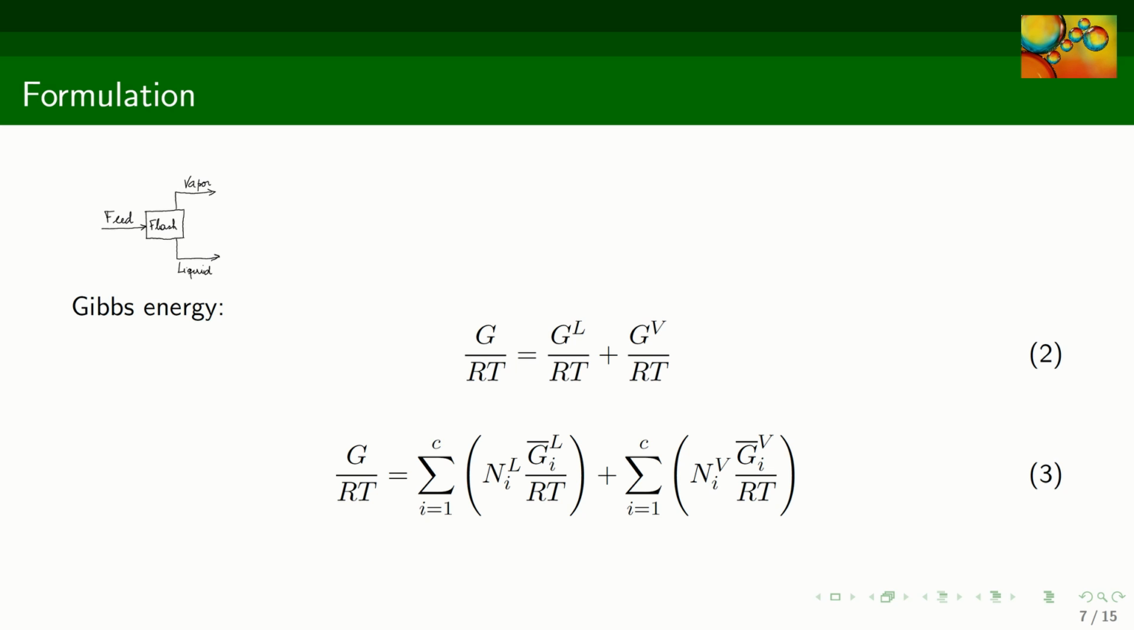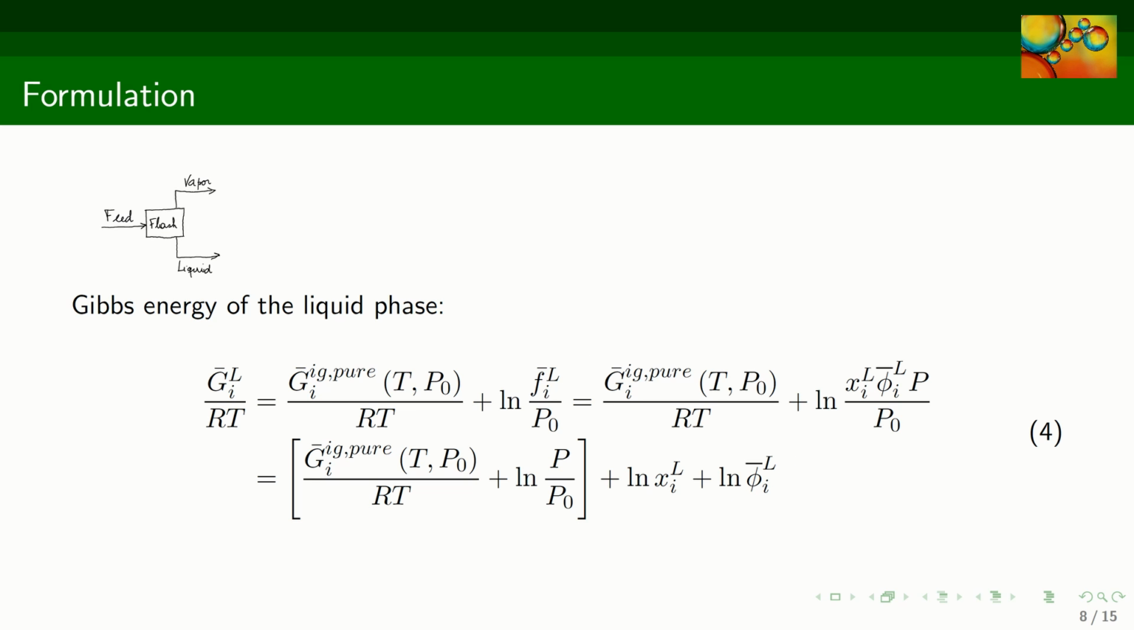And the Gibbs energy of a phase is given by the summation of the product of the component amount by its partial molar Gibbs energy. And the partial molar Gibbs energy is the chemical potential of that compound. And this chemical potential divided by RT is equal to the chemical potential in the ideal gas state divided by RT plus the logarithm of the ratio of the fugacity to the pressure of a reference state. The fugacity is equal to the product of the mole fraction by the fugacity coefficient by the system pressure. In the last expression of this slide, the term between brackets contains composition-independent terms. The composition-dependent terms, ln of x_i and ln of phi_i, are left outside the brackets.